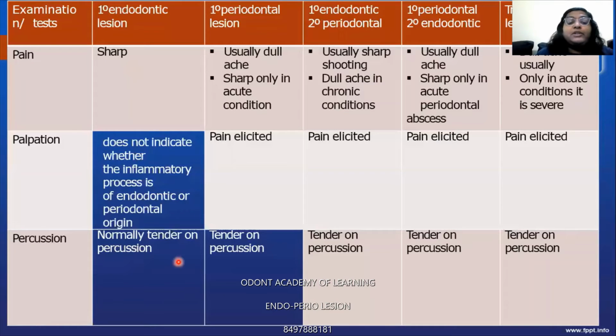So in normal situations, yes, tenderness on percussion will be there, because mostly in a clinical scenario, patients don't come to you in the stage of pulpitis. They come to you only when it has gone beyond the pulp, it has gone to the periapex, and the pain becomes unbearable. That is why we say normally tender on percussion. So in all the scenarios, it is tender on percussion.